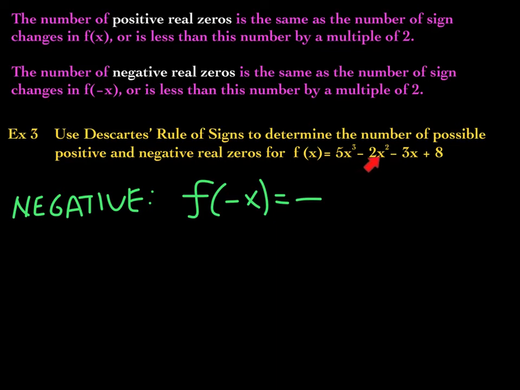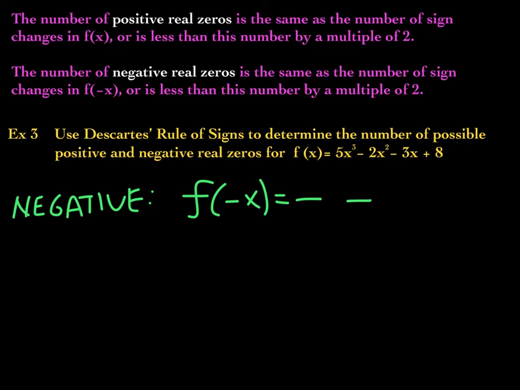Here, the power on x is 2, which is even. So if I let x be negative x, that's what this says to do. Negative x squared is the same as just positive x squared. Negative x squared is just going to be a positive value because you're raising it to an even power, which means this term will just keep its original sign, which is negative.